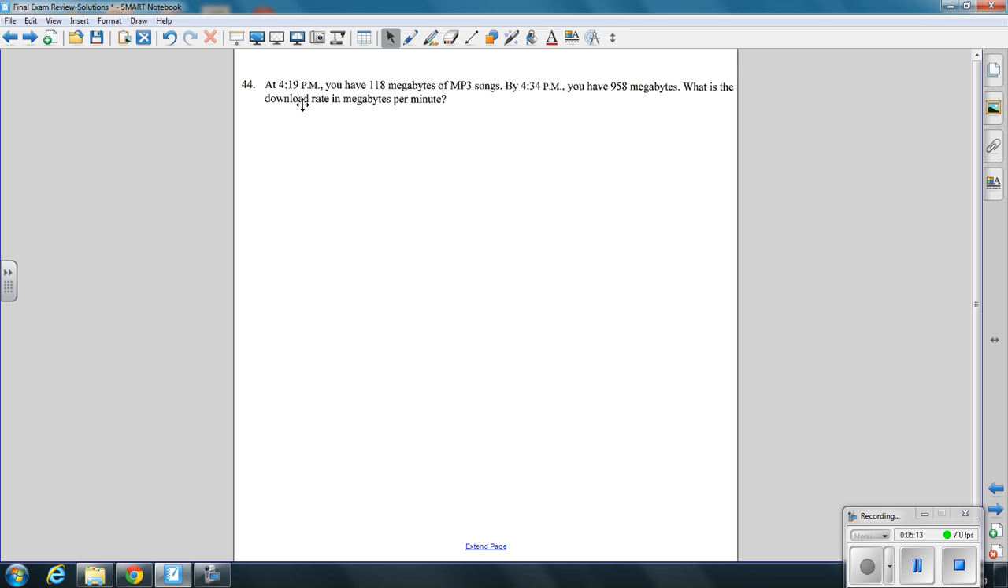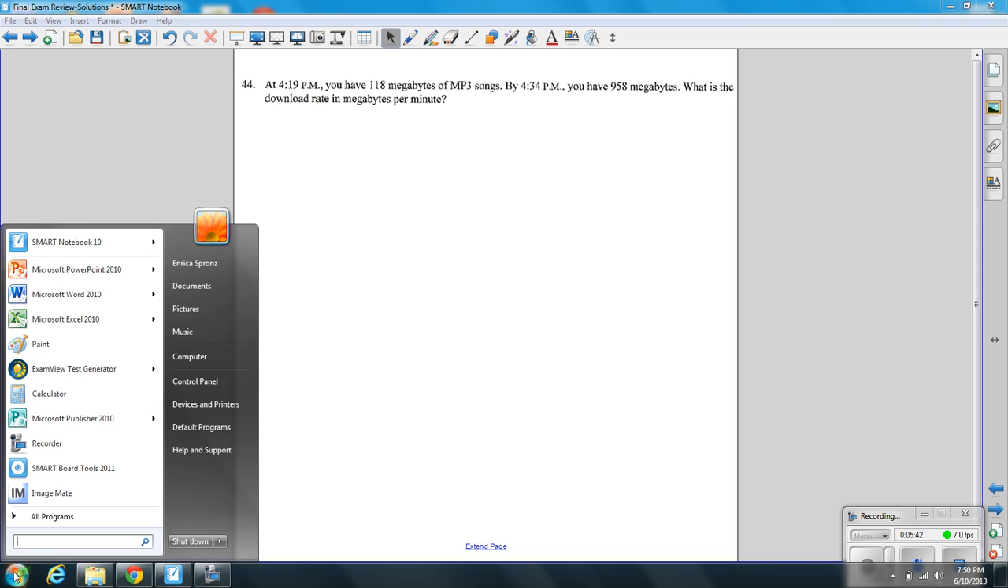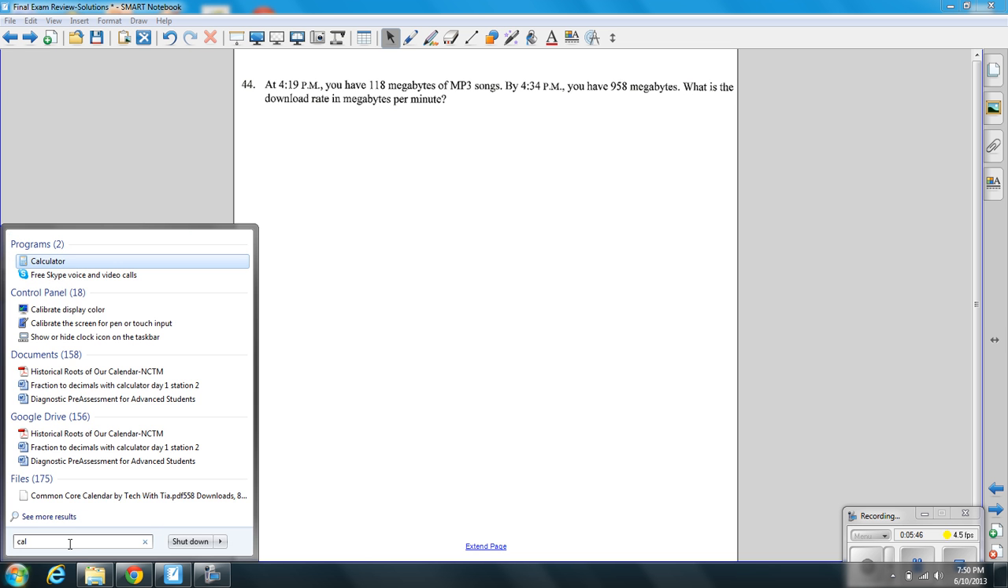Number 44, at 4:19 p.m., you have 118 megabytes of songs. At 4:34, you have 958. What is the download rate in megabytes per second? Well, what we need to do here is find a relationship between megabytes and seconds or minutes. So what we're going to do is find what the increase is from 118 to 958. So you can just take out your calculator. I'll show you what to do here.